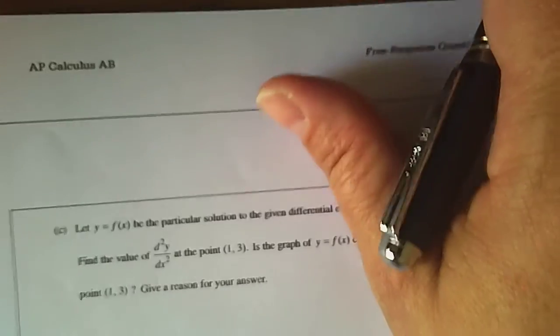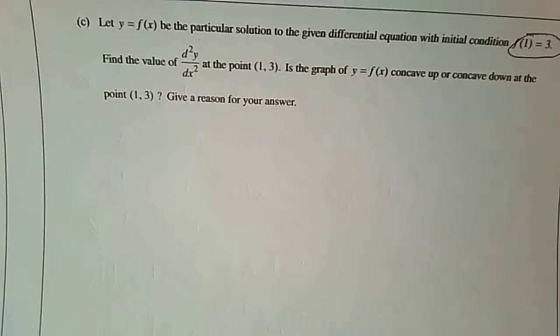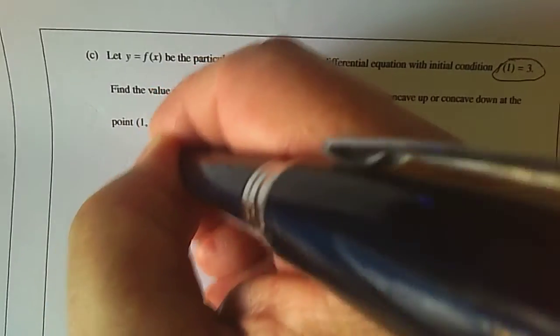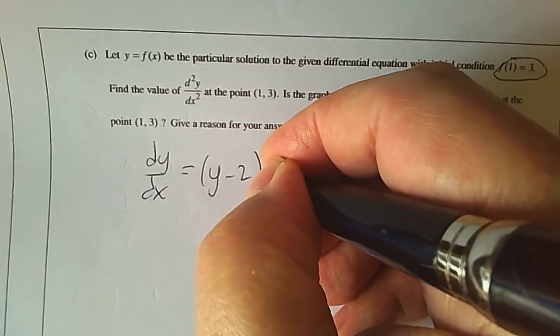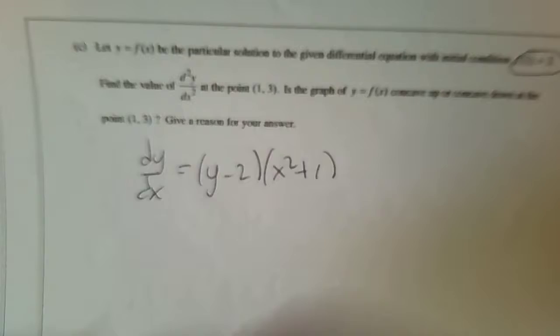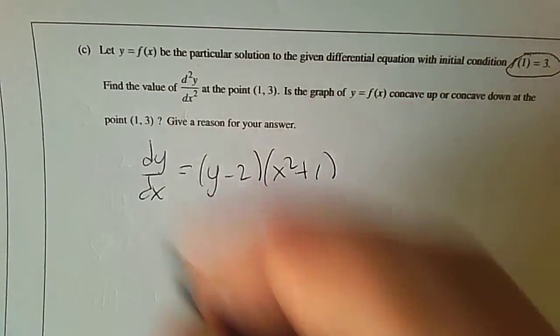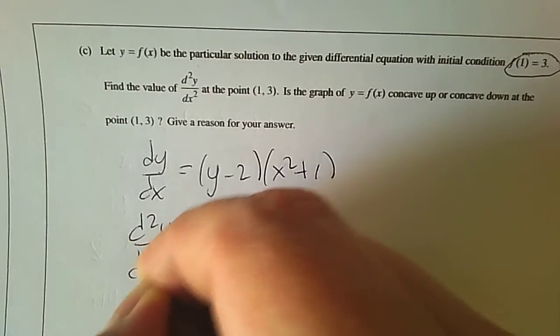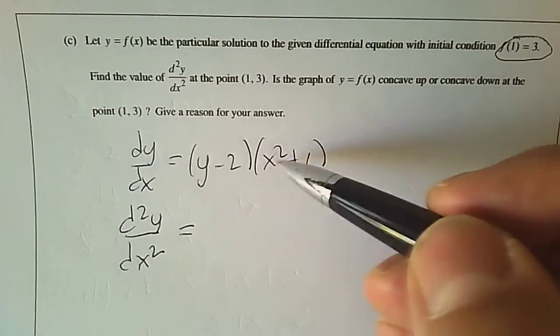So I need to take the second derivative of what was given. Let's start there. dy/dx equals (y minus 2)(x squared plus 1), and I want to take the second derivative of that. To take the second derivative, that's d2y/dx2, I need to do the product rule. And we're going to do this implicitly because x and y are mixed together.